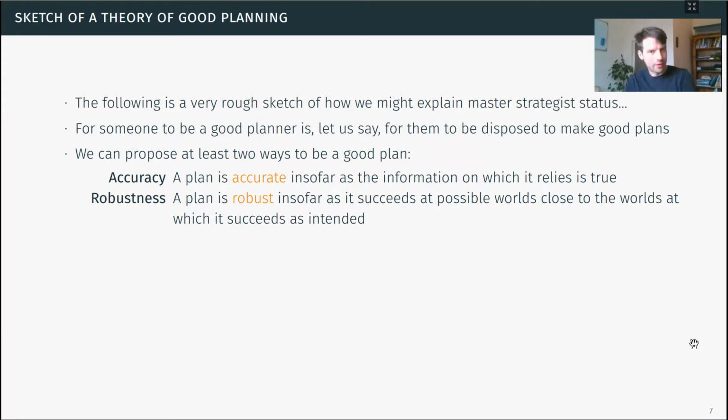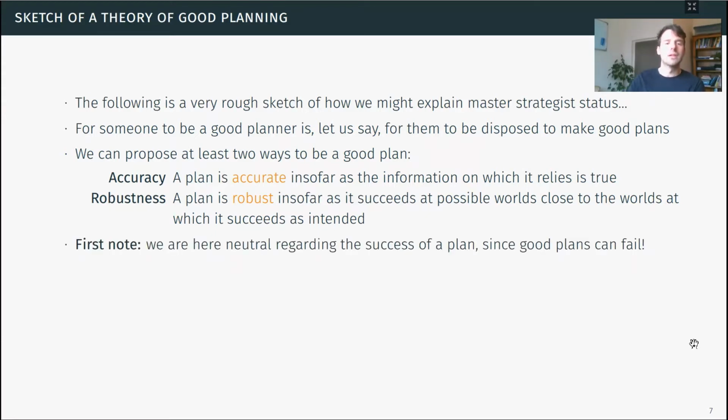A few notes before we carry on, just to clarify things. First of all, we're here being neutral regarding the success of a plan, since good plans can fail. Most notably, if the reasons for failure are outside the knowledge of the person planning. But this doesn't really matter to us. In any case, we're talking about a particular strategist whose plan doesn't fail anyway.